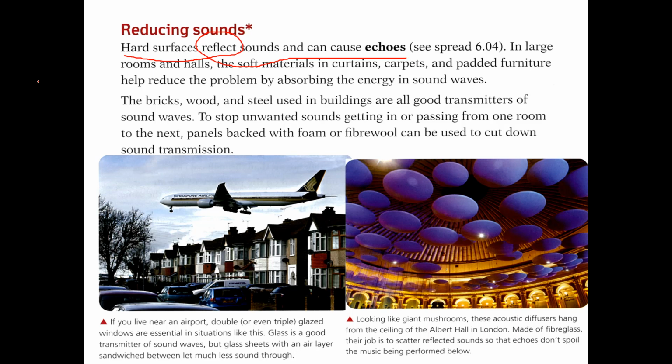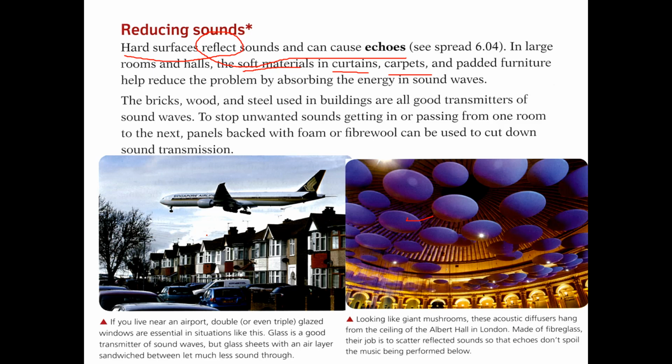To prevent this problem, they cover the surfaces with a soft material that can absorb the sound. It will not reflect the sound. So it could be curtains, it could be carpets. So here it's like a cinema, something like that.